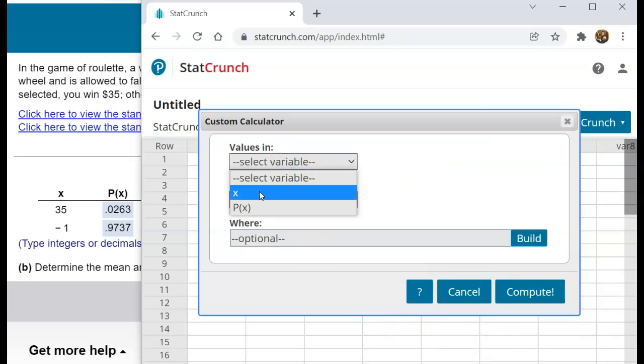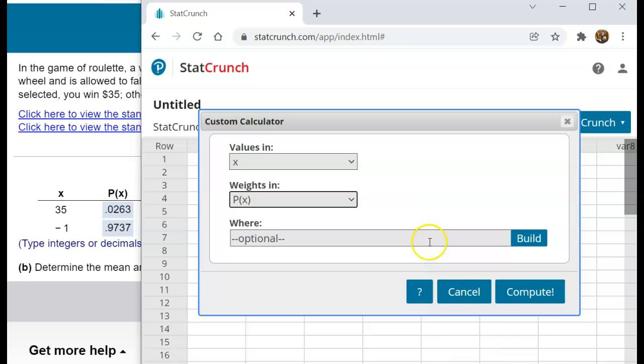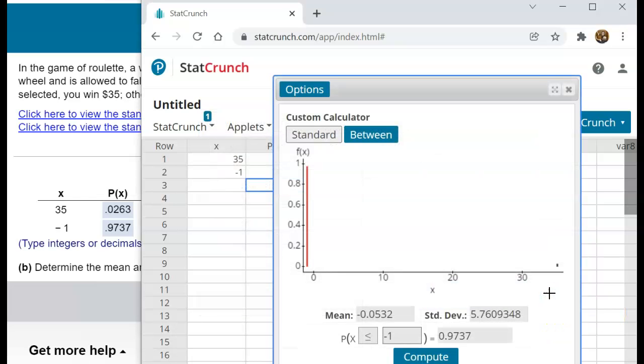and our values are in x, our weights, that's our probability, and then we're going to just hit Compute. Okay, so this is our mean, -0.0532, and this is the standard deviation. So that's what gets entered into part B.